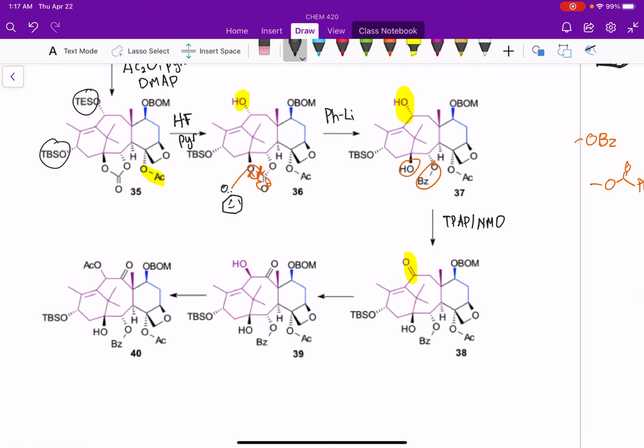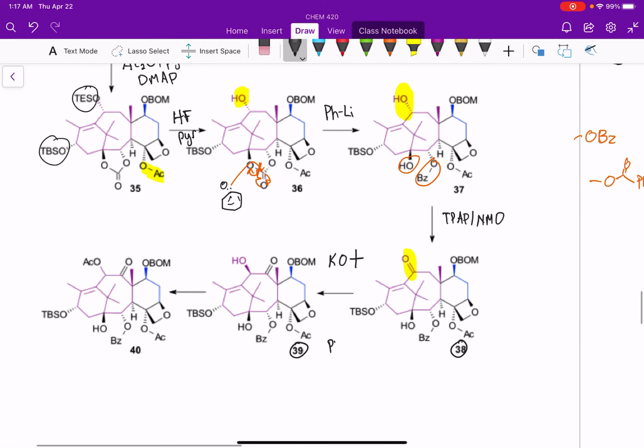38 to 39 is kind of an interesting reaction here. I wouldn't say this is something super common. It's sort of a specialized reaction here that worked well. So we're not going to go into a great amount of detail on it, but they use potassium t-butoxide and then benzeneseleninic anhydride.